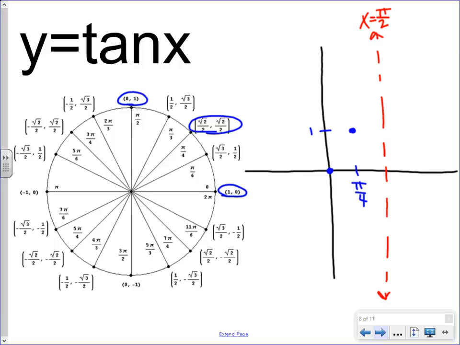Okay. All right. Now, let's go ahead and figure out what's happening to the left of 0. We kind of stopped at an asymptote, and we can keep going, but let's figure out what's going on over here. So if I rotate down to negative pi over 4, what's our tangent value? Negative 1. And if we rotate to negative pi over 2, what's our tangent value? Undefined.